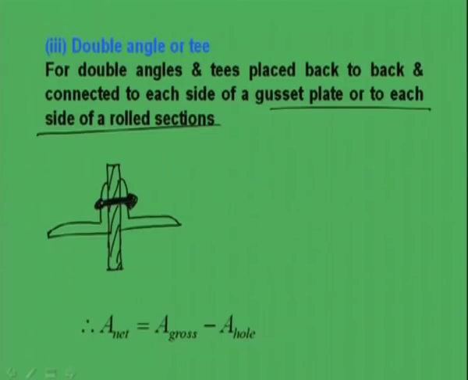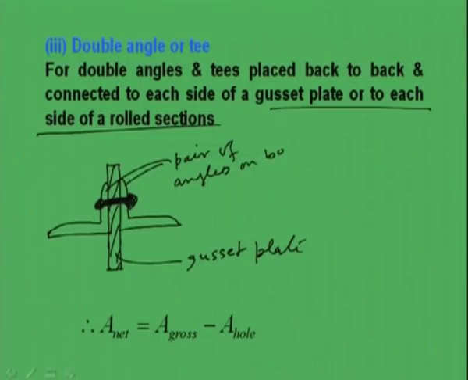right? Now this is the gusset plate, and these are the pair of angles on both sides of the gusset plate. So these two angles, if connected through the gusset plate on both sides, then the net area can be found simply by A gross minus A hole.